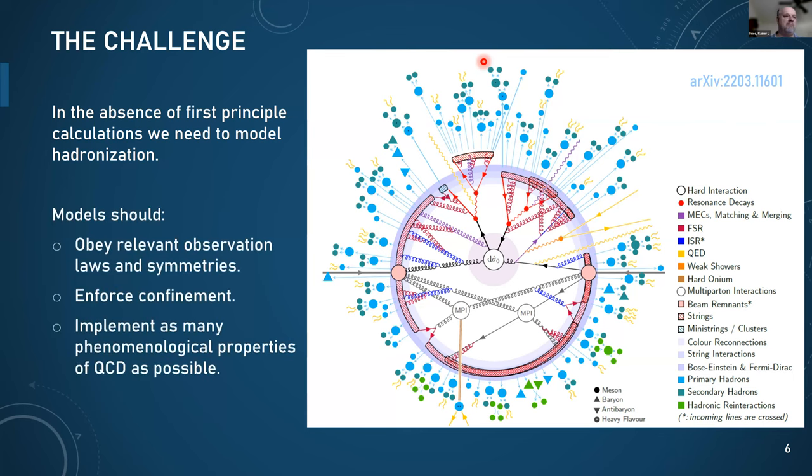Okay, so we have to model it. There's basically no other way. And that's what people have done for the last basically 40 or so years. So what does a model need to have, right? Well, obviously, observe all relevant conservation laws. I mean, obviously energy momentum, as much of the QCD symmetries that you can pack in there. It should enforce confinement, so that's important. So basically that means your model, if somebody gives you a bunch of quarks and gluons that comes out of a Monte Carlo, you need to completely translate them into hadrons, right?